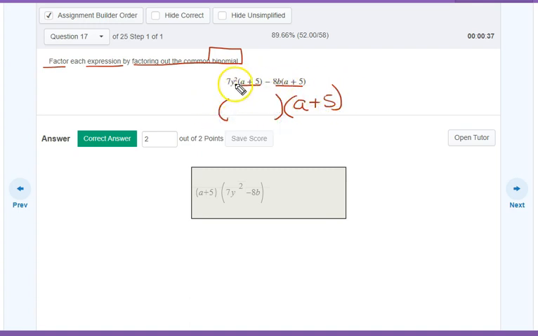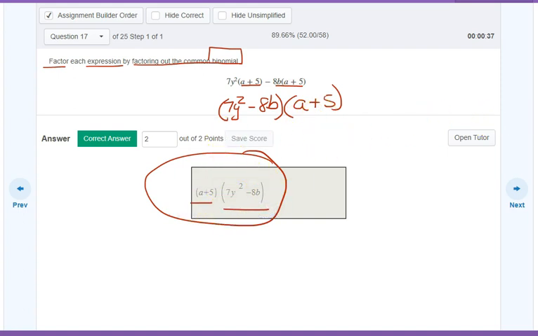And then you're ended up with these other two, 7y squared minus 8b. Because if you were going to multiply these, you would take this first term, multiply it by this, that's what we have here. Take this next term, multiply it by this, that's what you have there. And that's the answer. Now notice, they have this over here first, and then this. Doesn't make any difference.